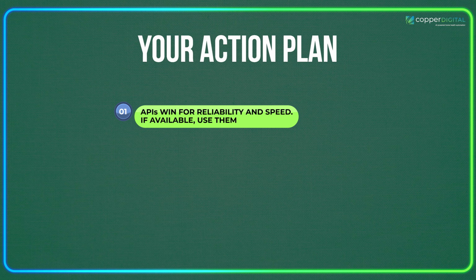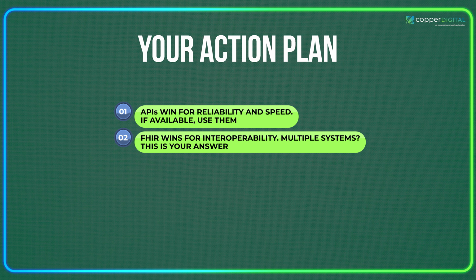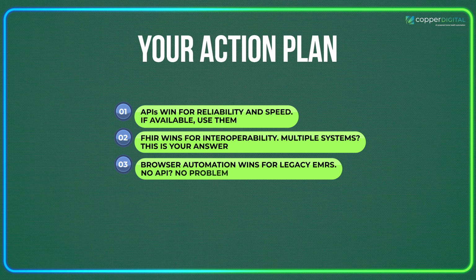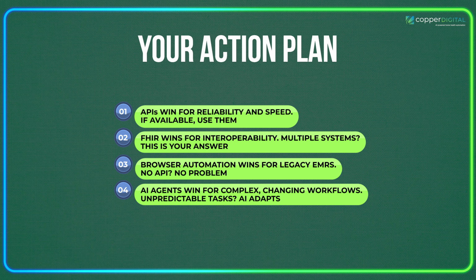So, which method wins for your situation? APIs win for reliability and speed. If available, you must use them. FHIR wins for interoperability. Multiple systems, this is your answer. Browser automation wins for legacy EMRs. No API, no problem. AI agents win for complex, changing workflows. Unpredictable tasks, AI adapts. Here's your quick guide to getting started.